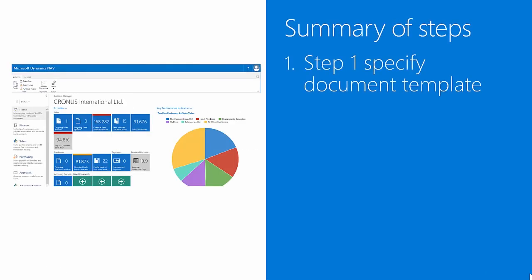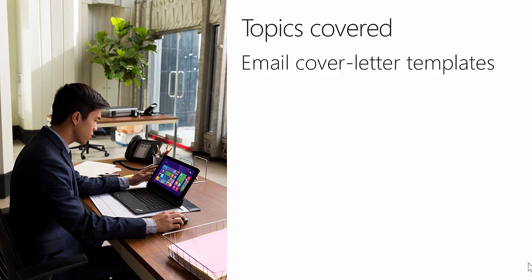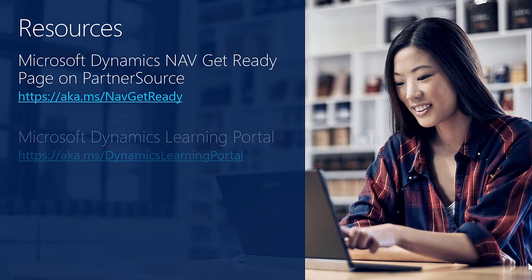We started by specifying a document template, in this case for the invoice, a custom template that needs to be used for a specific customer. Then in step 2, we sent the email and had a look at how it was received. And in step 3, I also explained how you can use a custom email message. In this video, we covered the basics of using custom email cover letter layouts. We created an invoice email cover letter and sent an invoice to a customer. To learn more, please visit the following resources. Thanks for following this short video to explain how to use custom email cover letter layouts in the application.